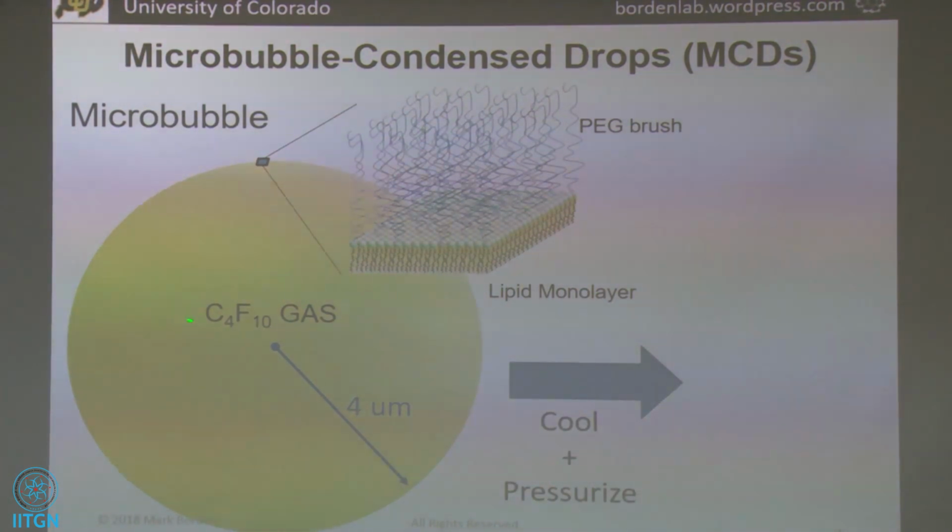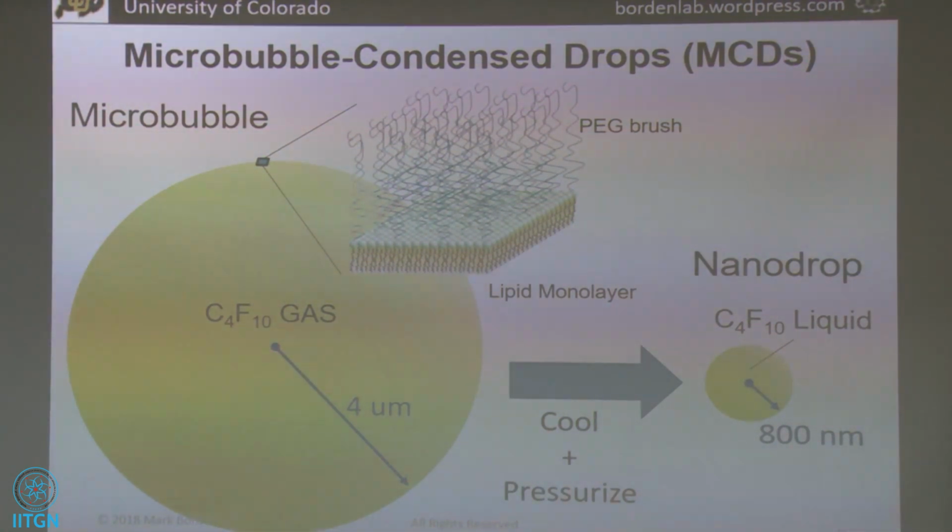The idea is you take a perfluorinated gas like butane, and cool that and pressurize it to condense it into a droplet. And when you do that, the thermodynamics say that based on the molecular volume of butane in a liquid versus gas state, you should expect a roughly 5-fold decrease in the diameter. So you start with a 4-micron bubble, you'll go down to an 800 nanometer droplet. You start with a 1-micron bubble, you should go down to a 200 nanometer droplet.